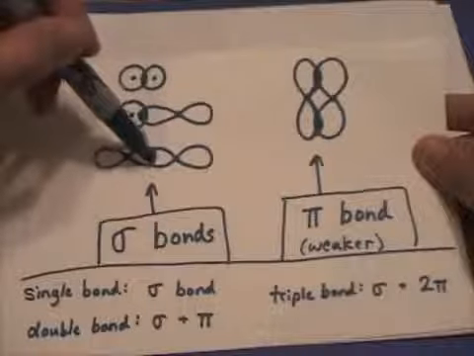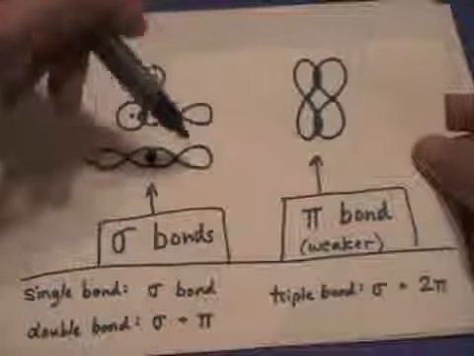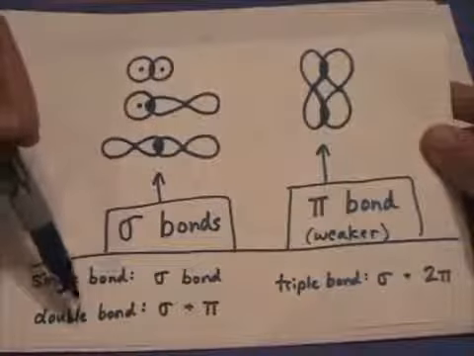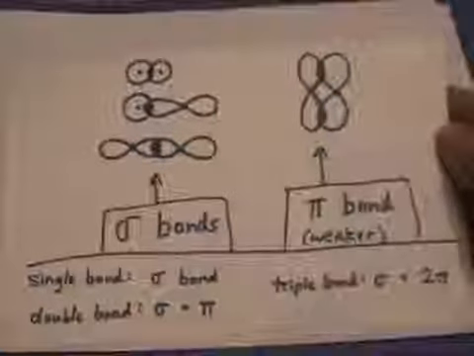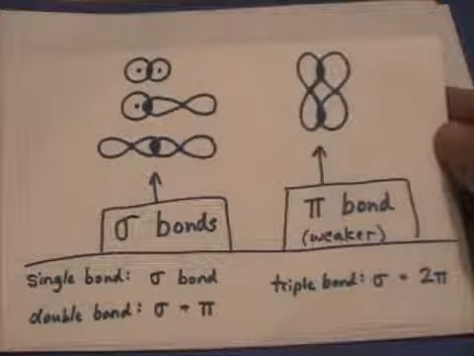A sigma bond occurs when the electron overlap is between the nuclei of the atoms. A single bond is a sigma bond, a double bond is a sigma bond and a pi bond, and a triple bond is a sigma bond and 2 different pi bonds.